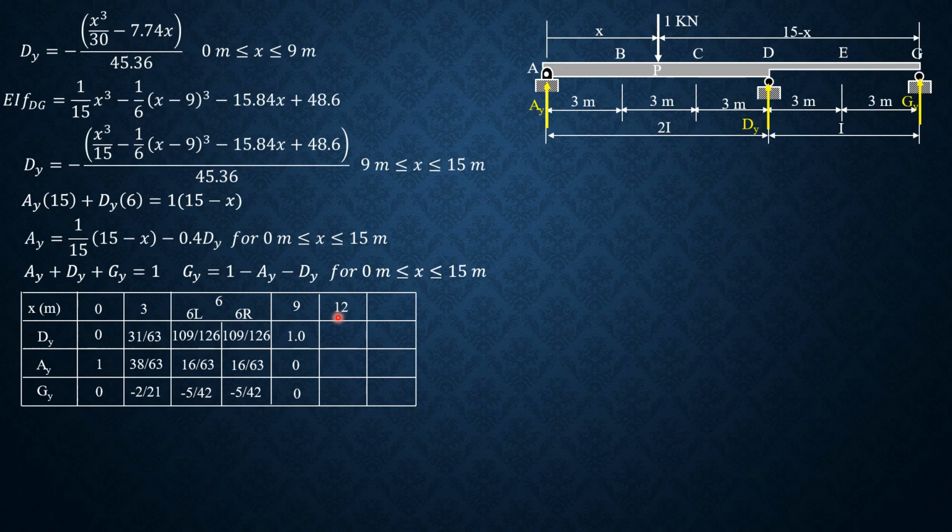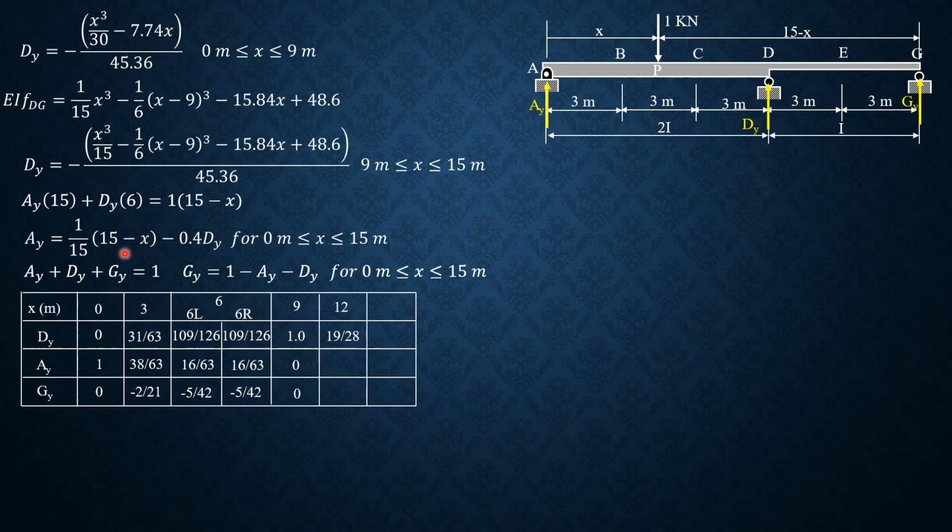When x is 12, this is no longer the applicable formula. So this is the applicable formula: negative of quantity 12 cubed over 15 minus 1 over 6 times 3 cubed minus 15.84 times 12 plus 48.6 over 45.36. dy is 19 over 28.